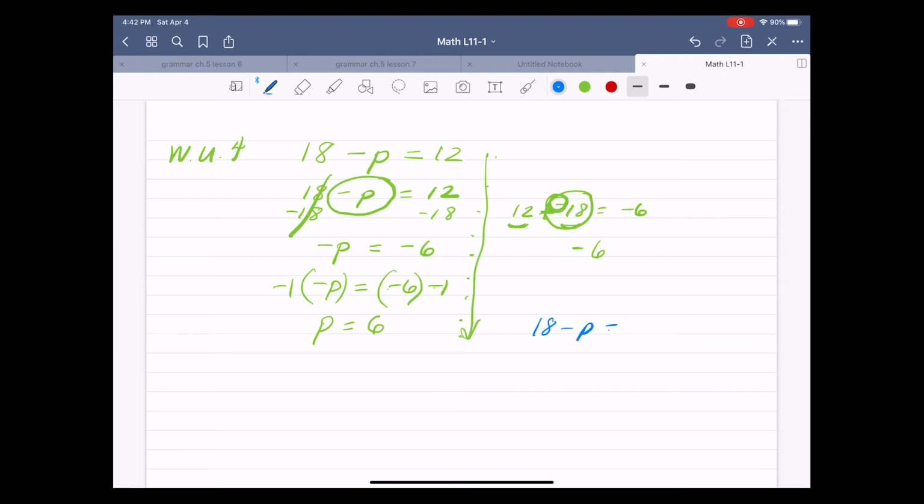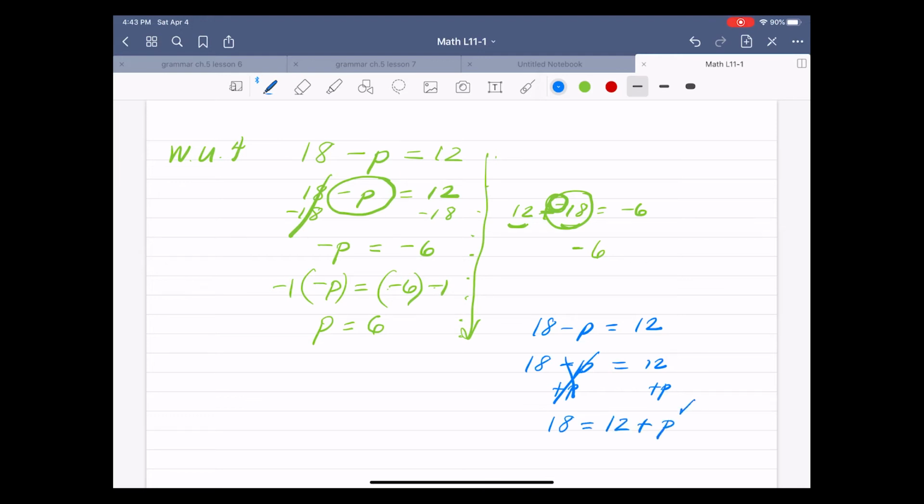18 minus p equals 12. And then if I were to add p to both sides, I'm going to add p to the left side and add p to the right side. Negative p plus p cancels out, leaves you with 0. And then I'm going to get 18 equals 12 plus p.